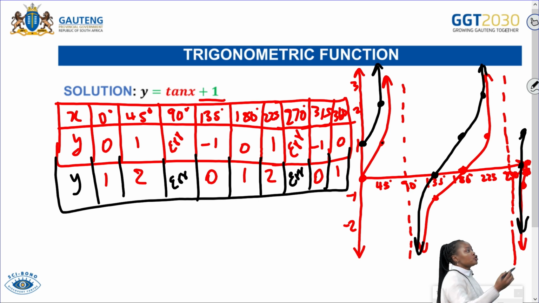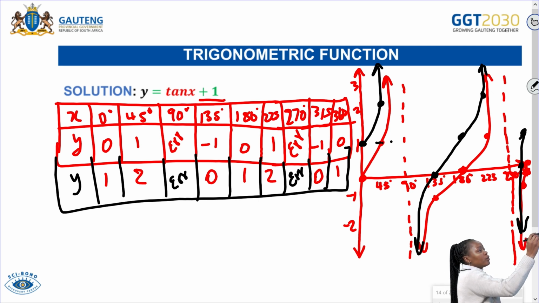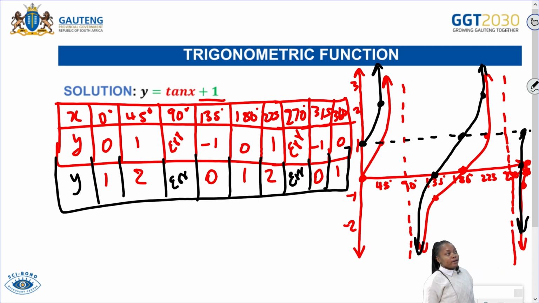You see? So now the new x-axis is at y equals 1. So the resting point is no longer y equals 0, but it's now at y equals 1. So your graph has shifted 1 unit upwards.